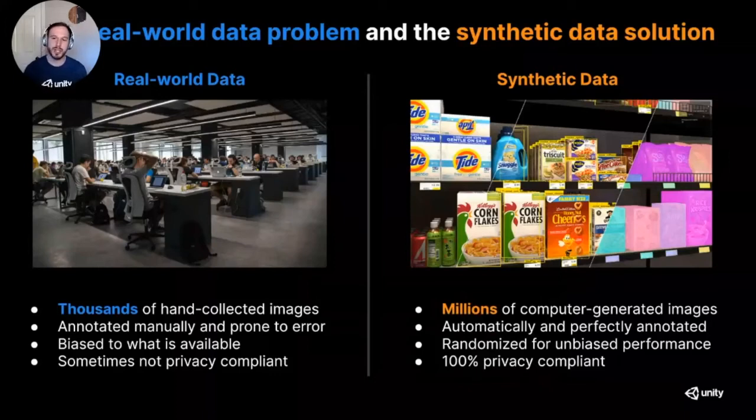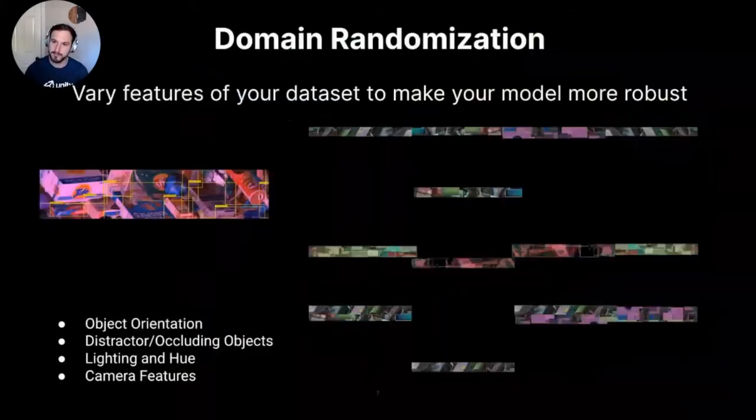The data as it's generated is automatically and perfectly annotated because you build code into the data generation that does the annotation and understands the underlying objects. It means you don't have to have a separate team doing this annotation process. It's automatically annotated. It's randomized for unbiased performance, and I'll talk about what randomization means. And if it's done right, it's 100% privacy compliant. It avoids these privacy issues.